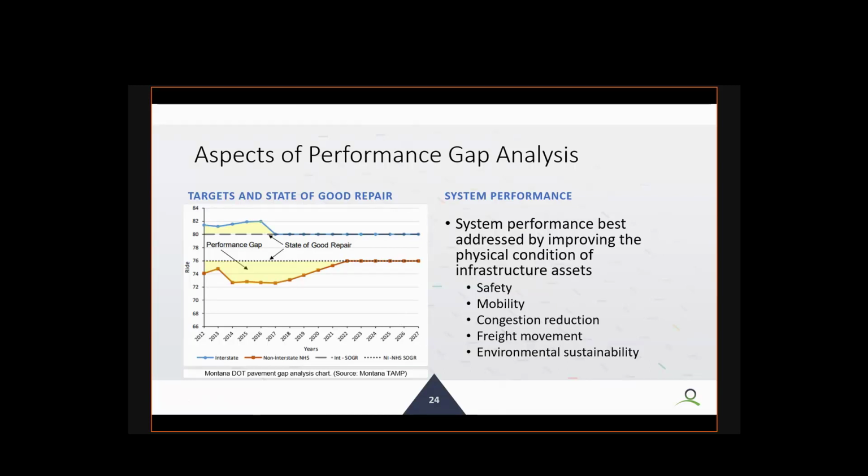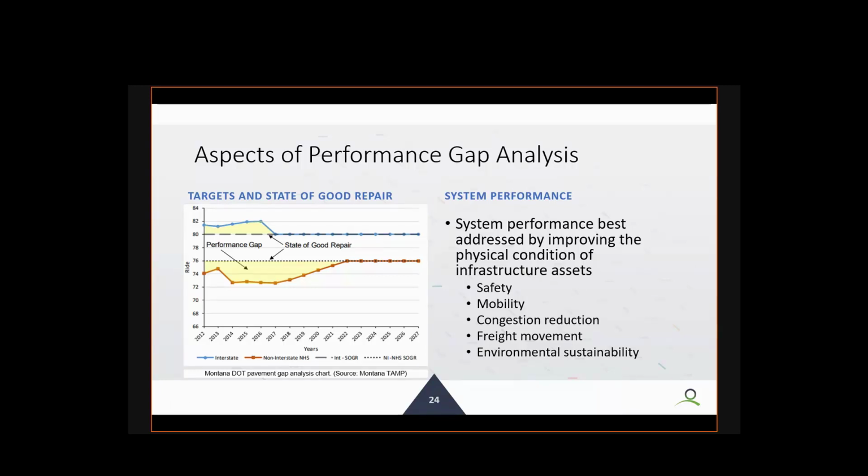So if we dig into this a little bit, into these two parts, the condition-related performance, that's what's informed by current and future conditions, targets, and the desired state of good repair. And on the left side of this chart, we see an example from Montana DOT that they, in their TAMP, describe their current performance gaps for conditions and how they will be addressing that through their investments. So the state of good repair is shown as the two horizontal dashed lines.